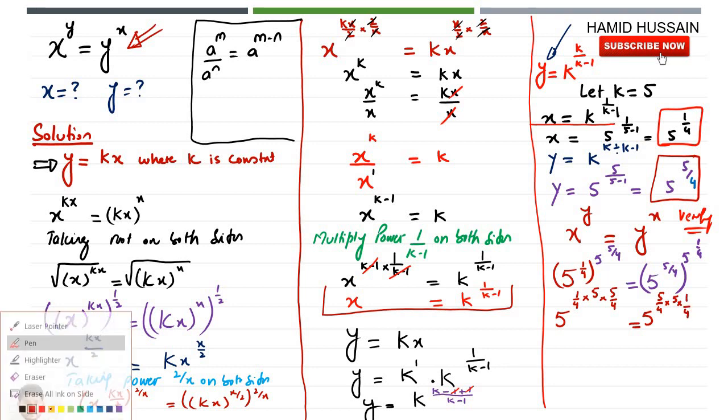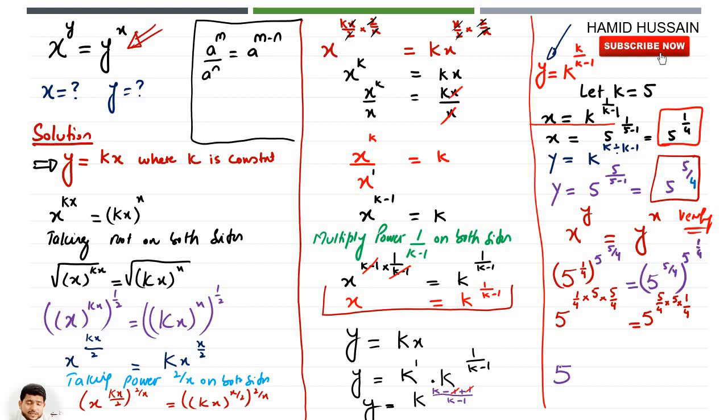If the answer is equal on both sides, that means we have solved the question correctly. Now we have 5. Now look at this, 5 multiplied by 5 is going to be 25 divided by 16 equals 5 to the power 25 divided by 16. That means we have solved the question correctly and it is verified.